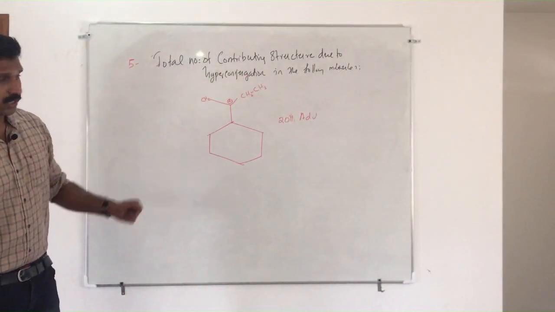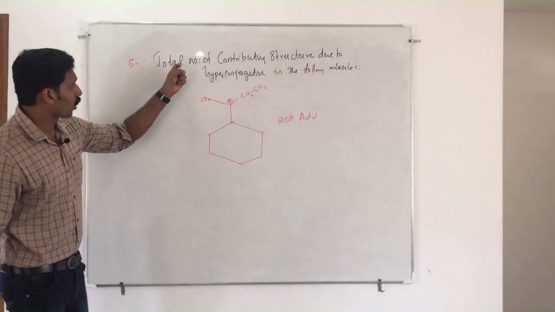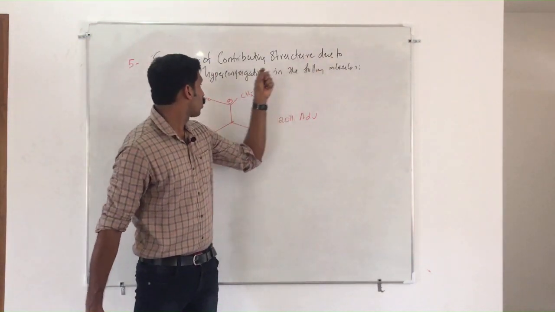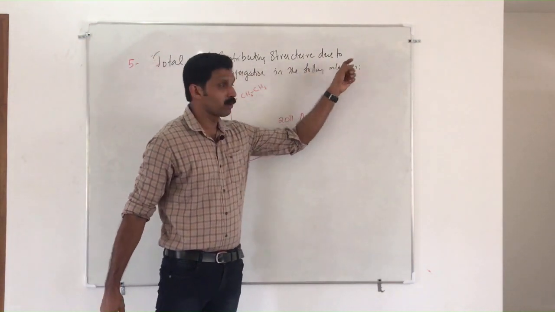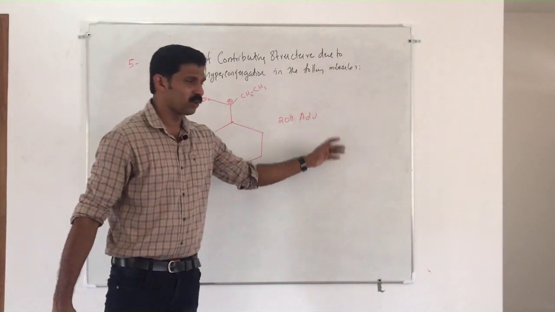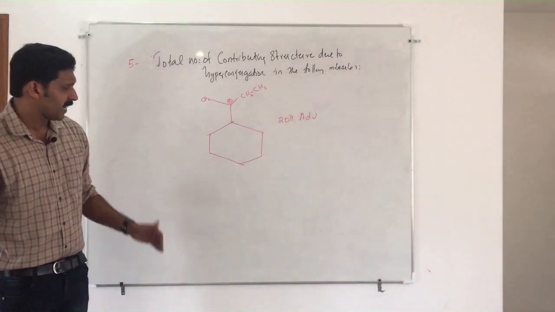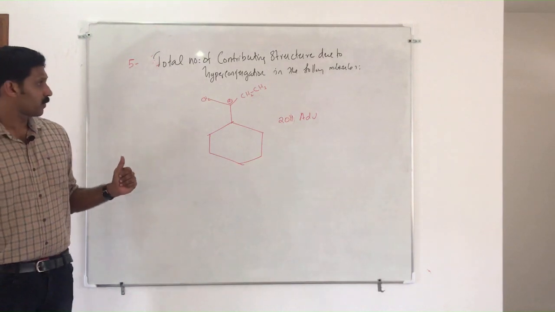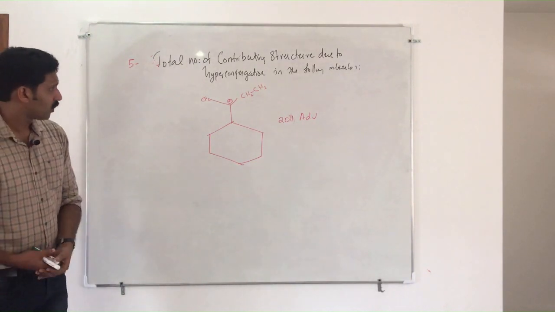This is the fifth question. The question is that the total number of contributing structures due to hyperconjugation in the following molecule is. That question was asked in the 2011 Advanced IIT JEE examinations. This is very simple, you know.